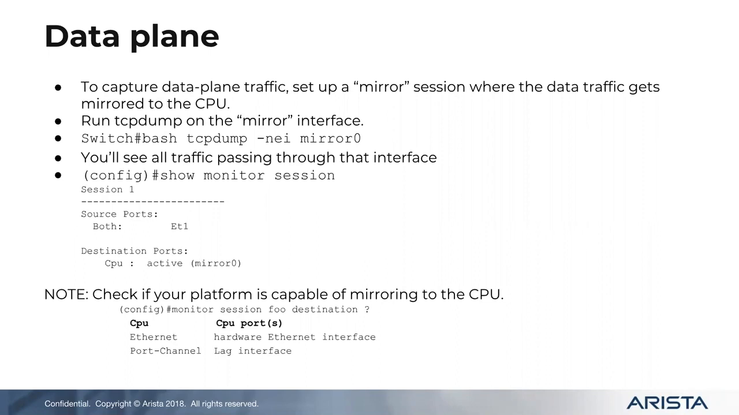The command would look like bash tcpdump -nei mirrorX, where X is the mirror port number associated to monitor session, which can be found out by running show monitor session. TCPDUMP on mirror session will capture all traffic going through the interface, which includes control plane traffic as well. Note that mirror traffic gets sent to CPU and can get rate limited by our control plane protection to ensure that the CPU does not get overwhelmed by data plane traffic.